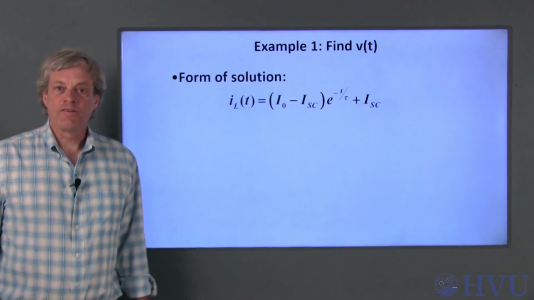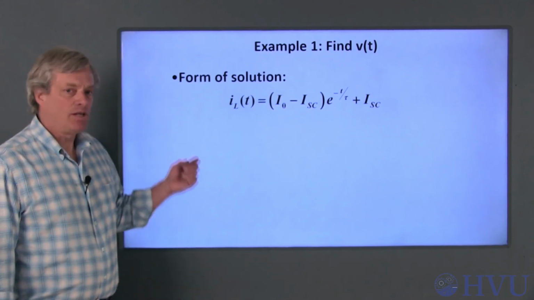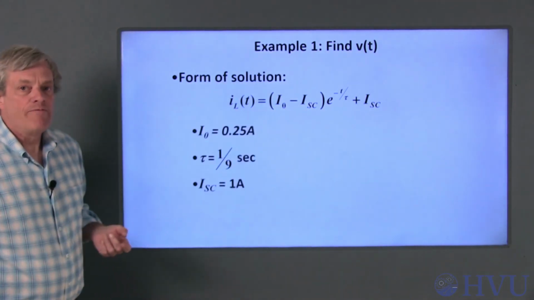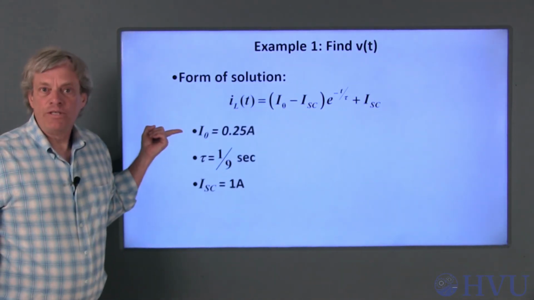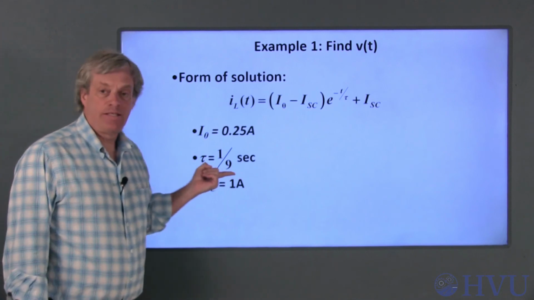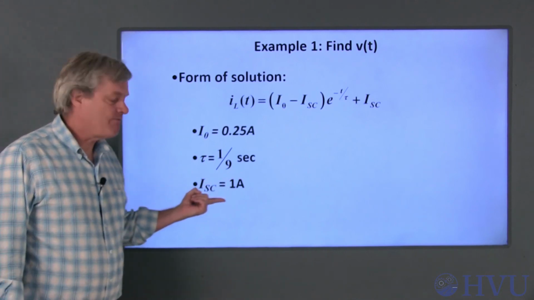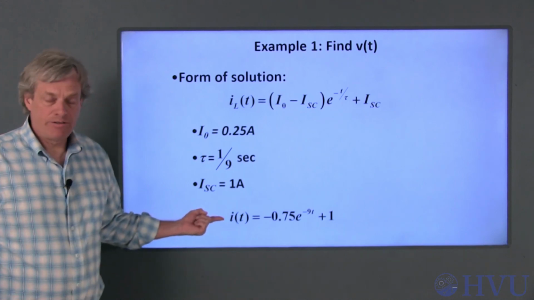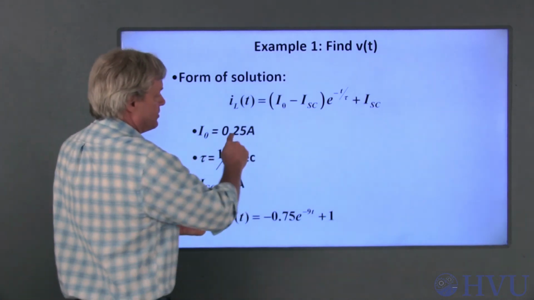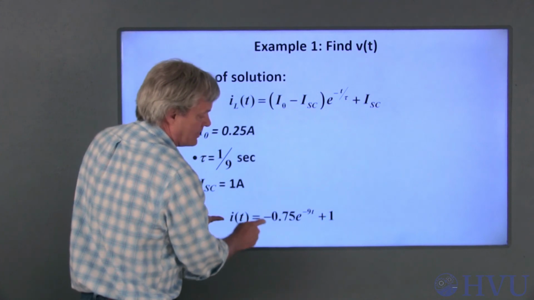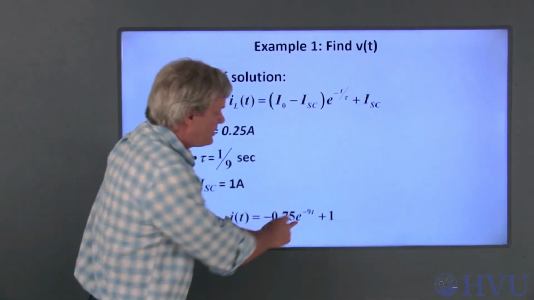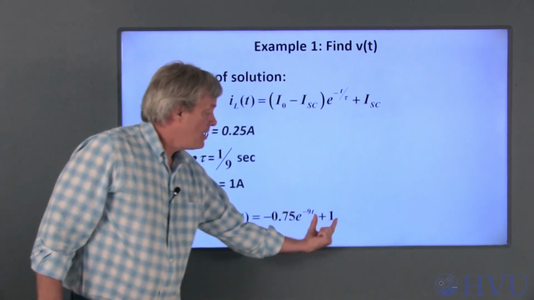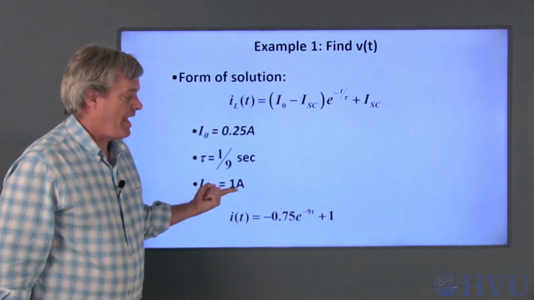The inductor current as a function of time can be determined by plugging the appropriate values into our original equation. We found that the initial current was 0.25 amps, the time constant is 1/9 of a second, and the final current is 1 amp. The resulting current for time greater than 0 is this. I0, 0.25 minus 1 is minus 0.75, times e to the negative t over 1/9, which is e to the negative 9t, plus the final current, 1 amp.